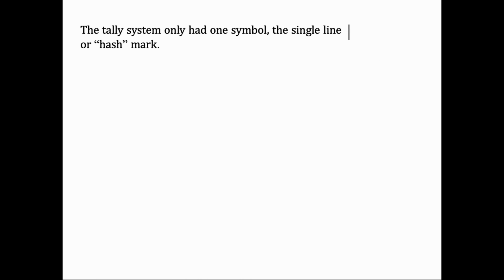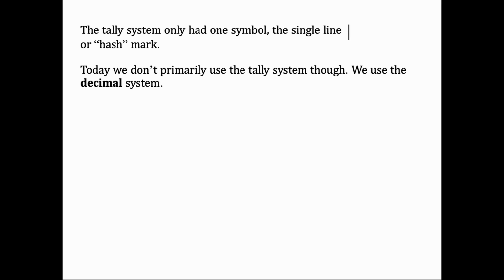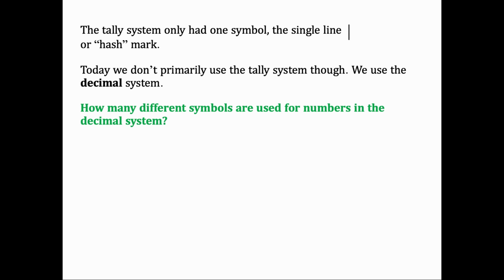The tally system had only one symbol, the single line or hash mark. Today we don't primarily use that system though. We use the decimal system. How many different symbols are used for numbers in the decimal system? So there are 10 symbols.